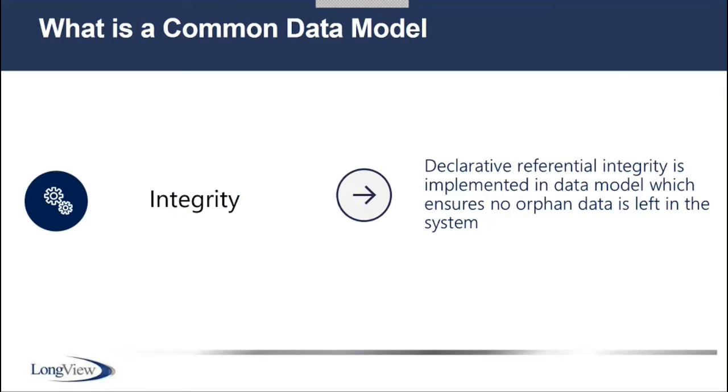Integrity. So declarative referential integrity is what Microsoft uses upon the data model, so no orphan data is left out. This is a SQL type function, and what it does is it utilizes a child table, so it updates something to the child first and then pushes it back to the parents. So at any point in time, we don't have any issues where we lose data.